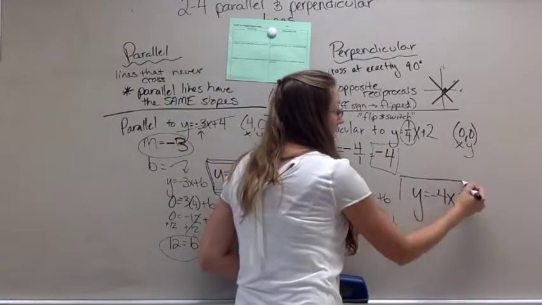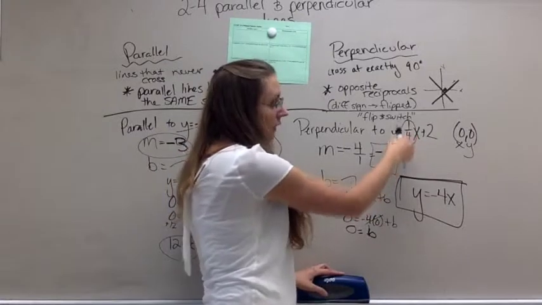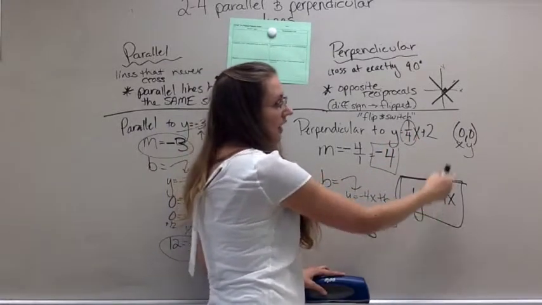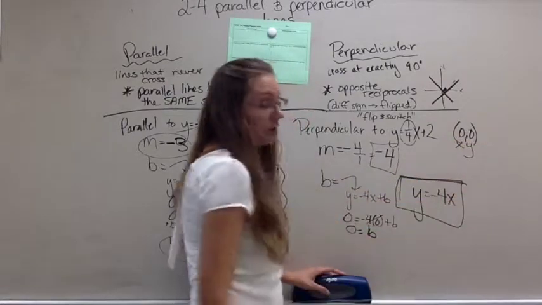So then this becomes the equation that is perpendicular to this because it has a flipped and switched slope, and that goes through the point 0, 0, which happens to be both our x and y intercept here.